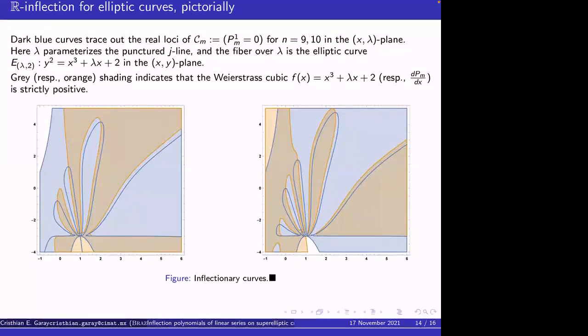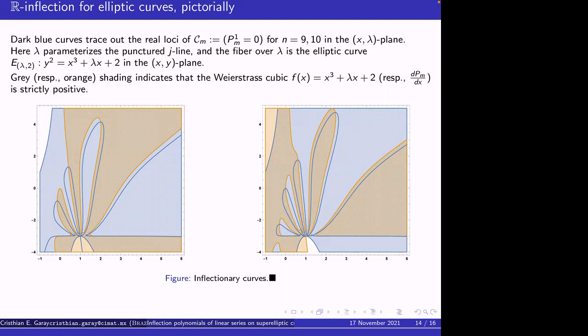So again, this is part of the research. Here they are putting together the inflectionary curves for some particular cases of M. Here M is equal to 10. And one of them is the inflectionary curve defined for this pencil. And the region is where the function that defines your Weierstrass cubic is positive. And the other shaded region is when the derivative of the polynomial is positive.